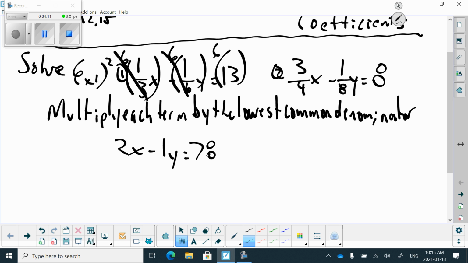And now for the next one: 3/4 x minus 1/8 y equals 8. Lowest common denominator, 8. And again, if you can't think of it, you could go 4 times 8, which is 32, and work with that, and it's just bigger numbers, and it works just fine.